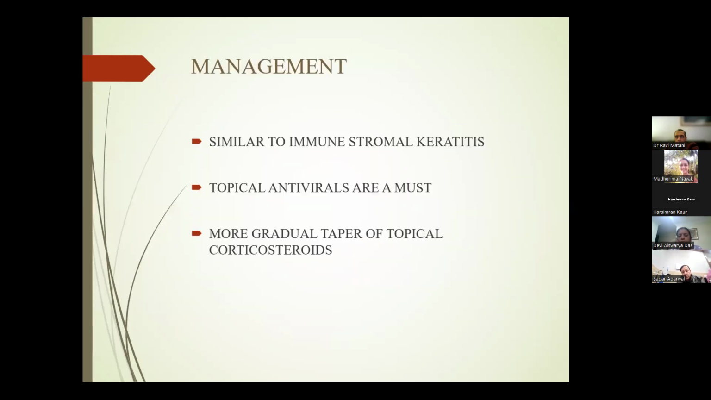So management of immune necrotizing stromal keratitis is similar to that, only that you must add topical antivirals, and using systemic antivirals also makes sense in some way, at least for a short period. And here you must make a more gradual taper of the topical corticosteroids, because here there is a lot of necrosis and a lot of collagenolysis and melt. So the tapering of the steroids must be slower than in your immune stromal keratitis.